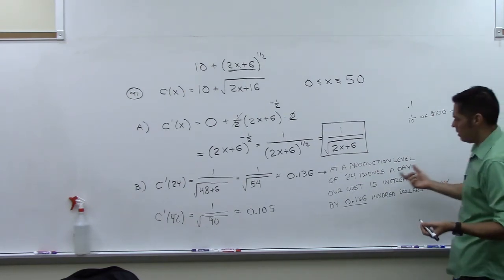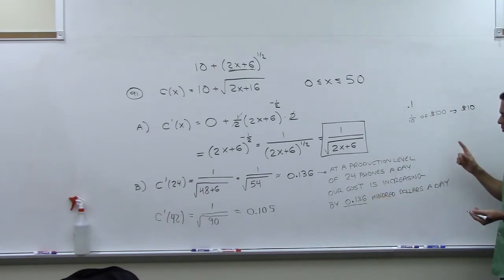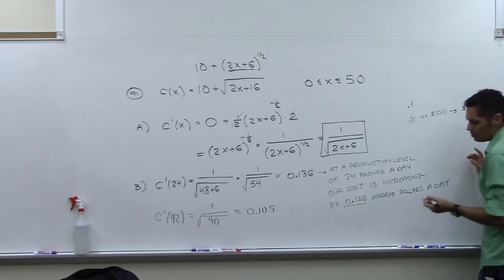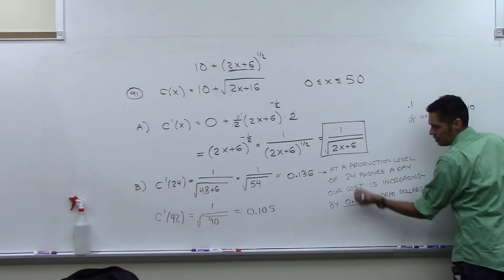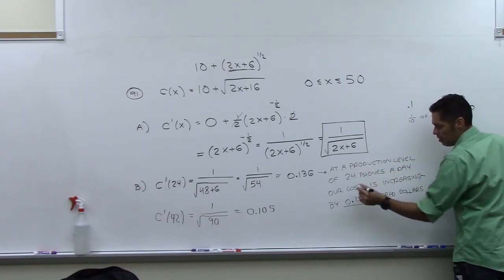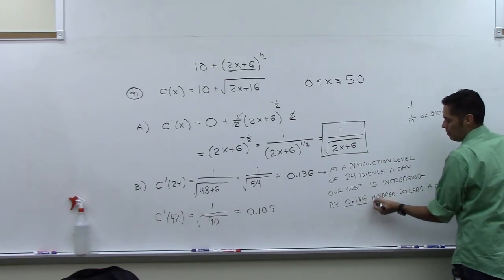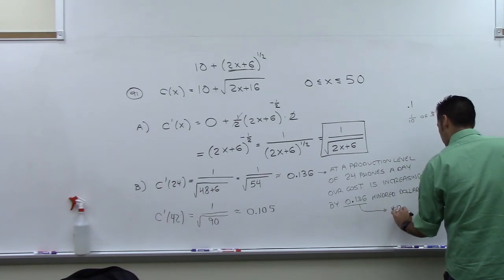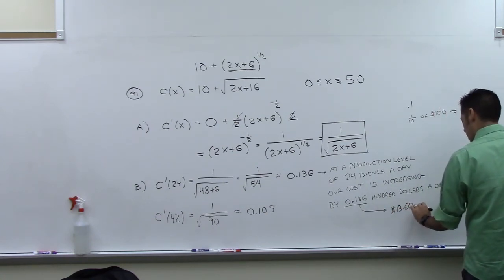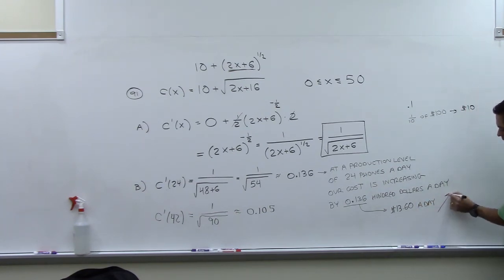So what's basically happening is we're moving our decimal point, that's all. So this means that at a production level of 24 phones a day, our cost is going up by not $0.136, but we can convert this over to $13.60 a day. But our cost is increasing, okay? Our cost is going up because it's a positive number.